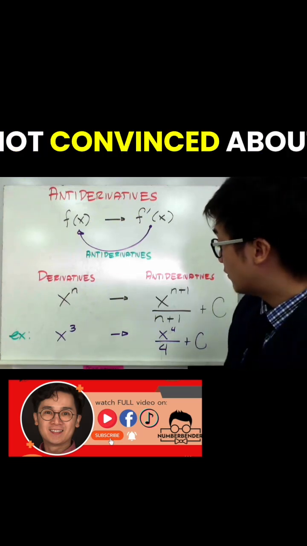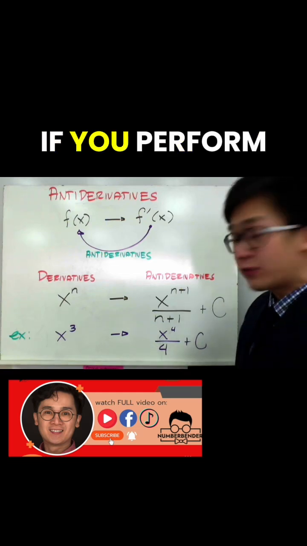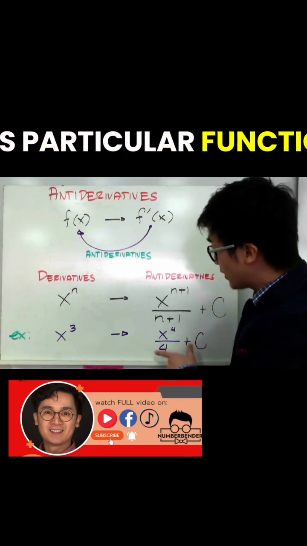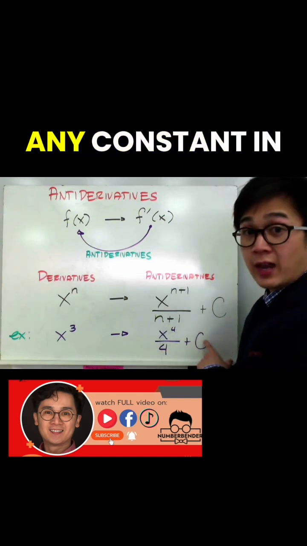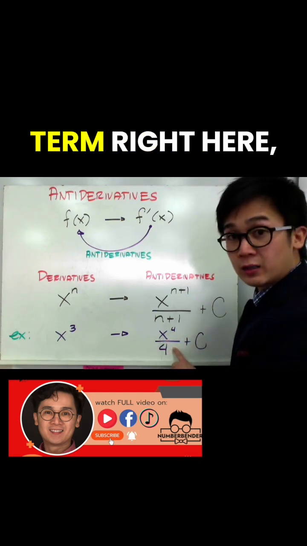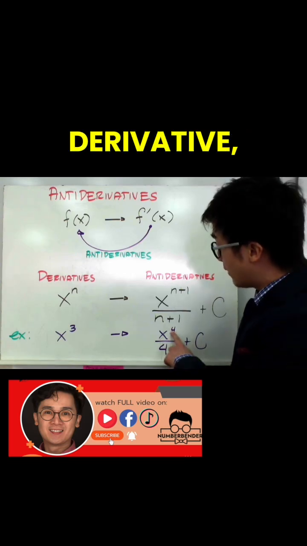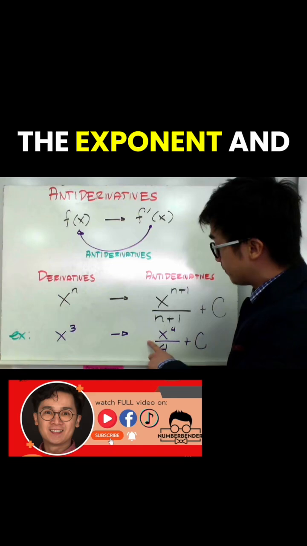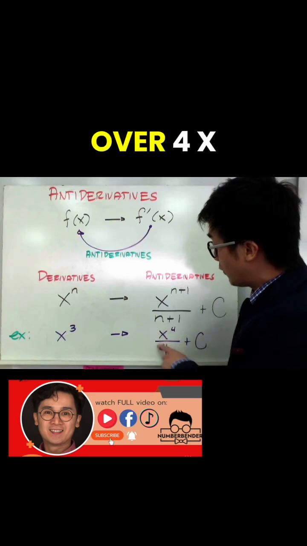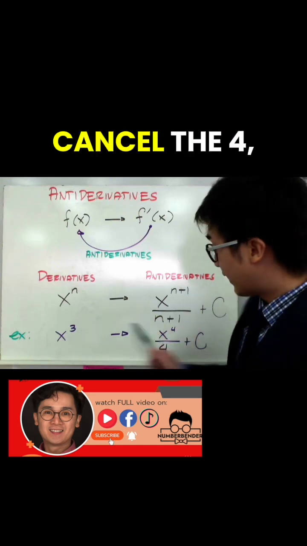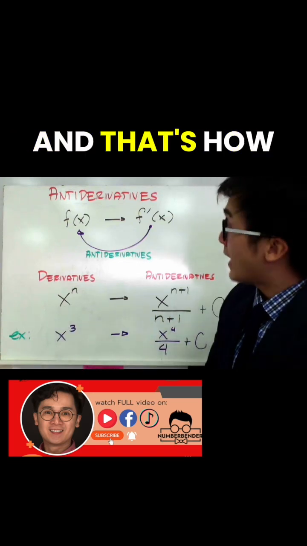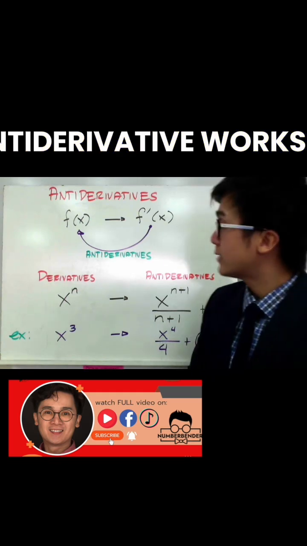Now, if you're not convinced about the antiderivative, perform a derivative on this particular function. We know that a constant, or any constant in a derivative, will turn into a 0. And for this term right here, to find its derivative, you bring down the exponent and subtract 1 from your exponent, so this becomes 3. So 4 over 4, x raised to 3, cancel the 4, and you'll end up with your original function. And that's how antiderivative works in calculus.